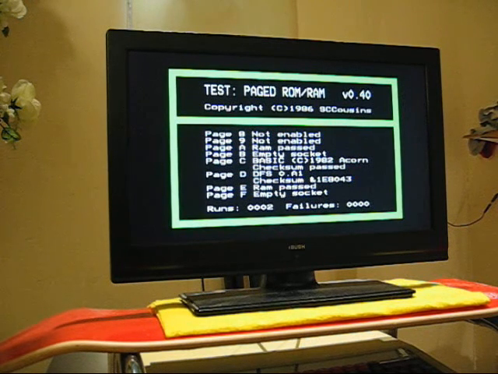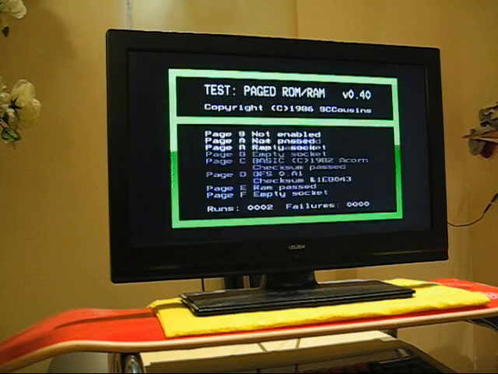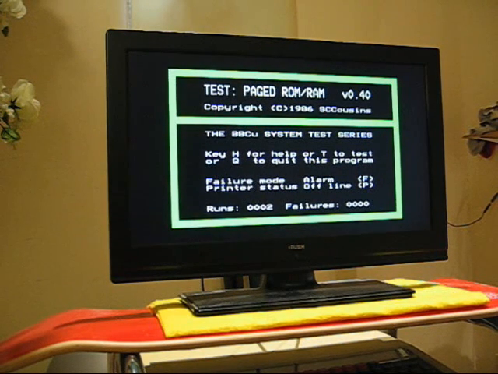And other than that, B's not installed, 9's not enabled. Some of them are empty. Okay, that's about the limit of what I can tell you.